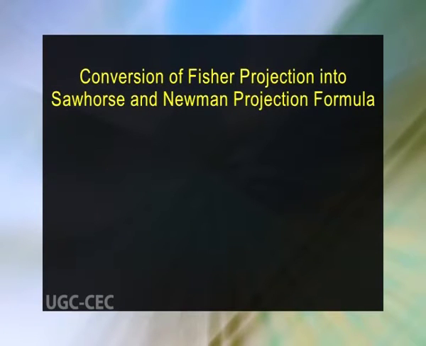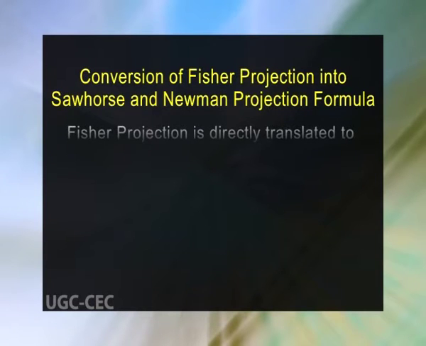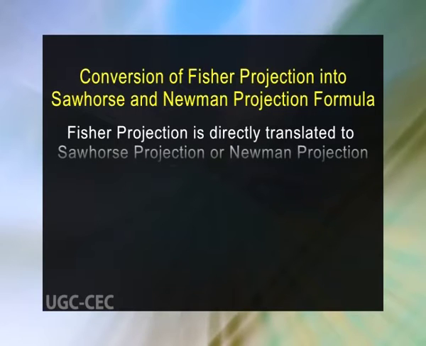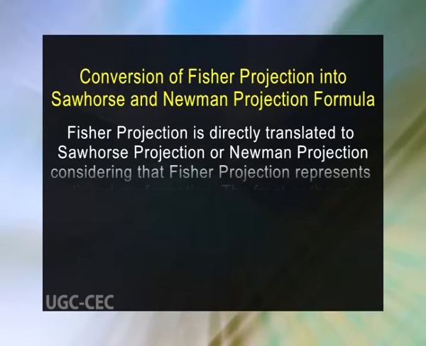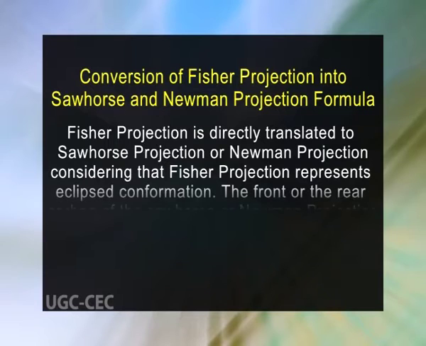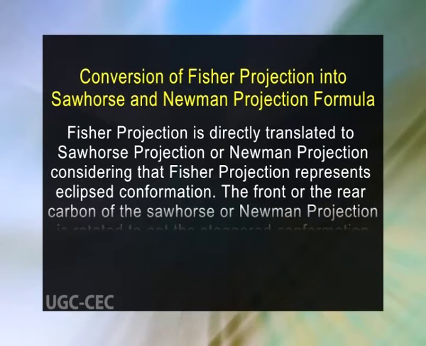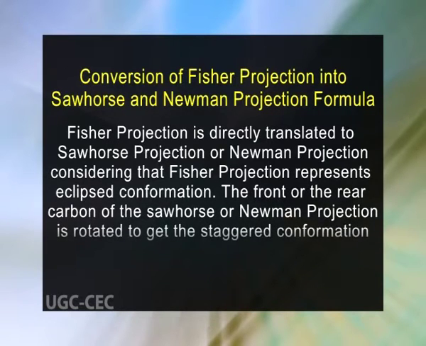Next is conversion of Fischer projection into Sawhorse and Newman projection formula. The Fischer projection is directly translated to Sawhorse projection or Newman projection, considering that Fischer projection represents eclipsed conformation. The front or the rear carbon of the Sawhorse or Newman projection is rotated to get the staggered conformation.